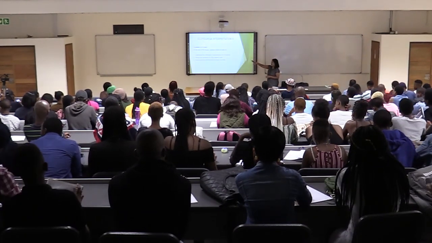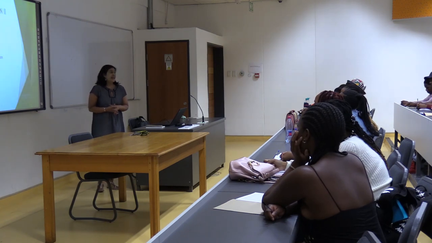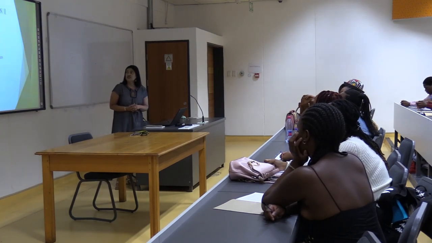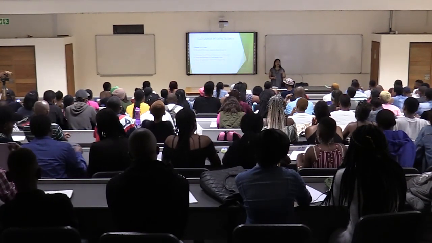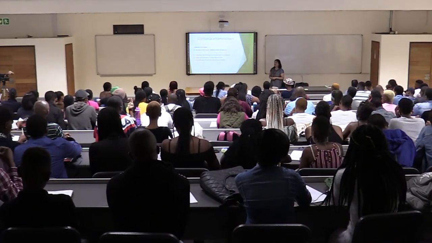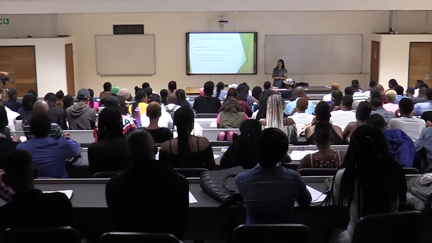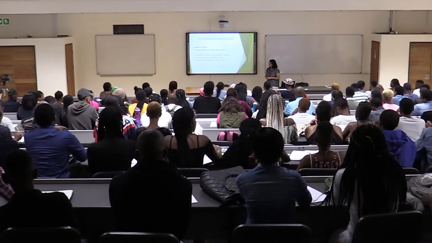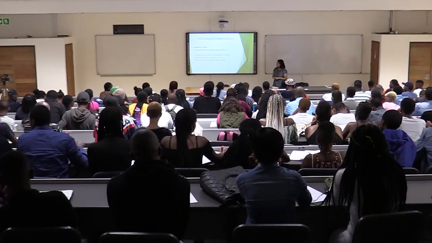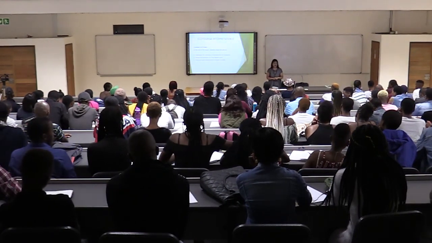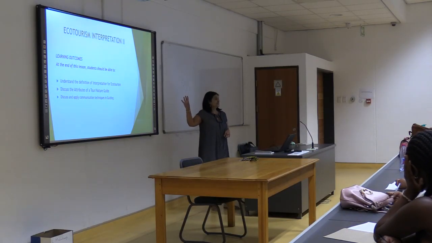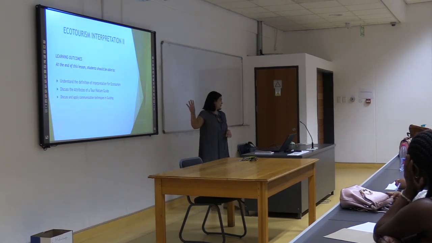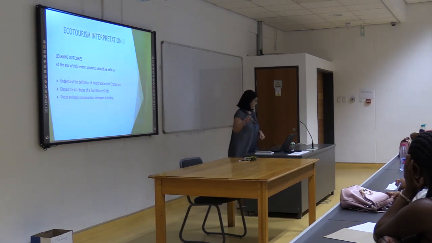So the learning outcomes for today: at the end of this lesson, students should be able to understand the definition of interpretation for eco-tourism, discuss the attributes of a tour or nature guide, and thirdly, discuss and apply communication techniques in guiding. Okay, so those are the three outcomes for today's lesson, and this is what you are expected to know. Okay, can we proceed? Yes.